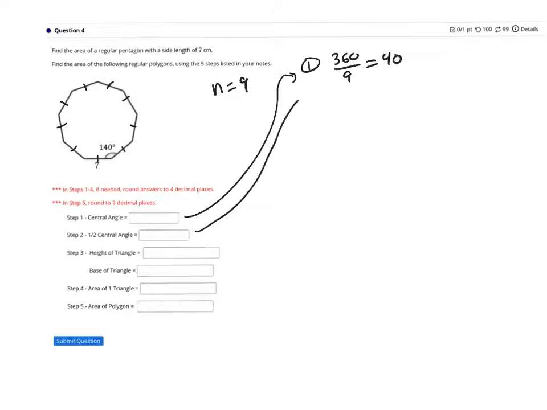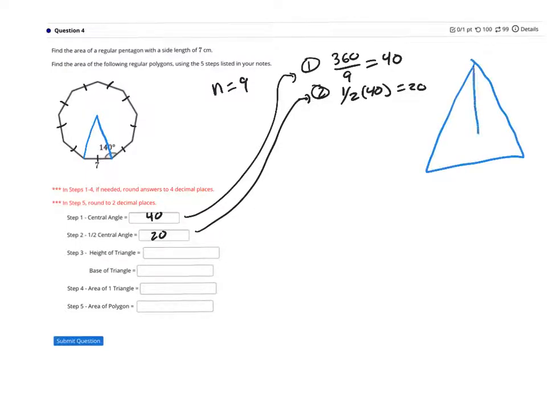Step number 2 is to do half of the central angle. So half of 40 is going to be 20. So my first answer is 40, then 20. The next thing I need to do is find the height. So I'm going to draw one triangle there, and I'm going to take that out, and I'll draw that triangle over here, so it'll look something like that.